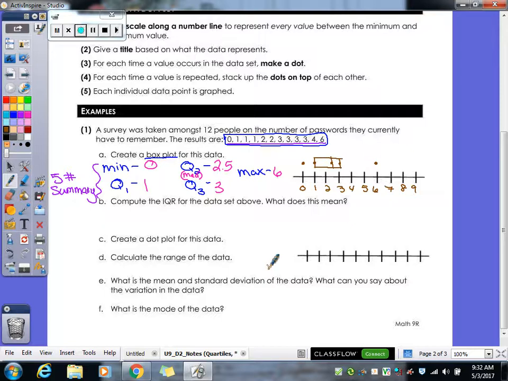So your box goes around your middle values, your Q1, your Q2, and your Q3. And then you just connect your max and your min to the box with a line.